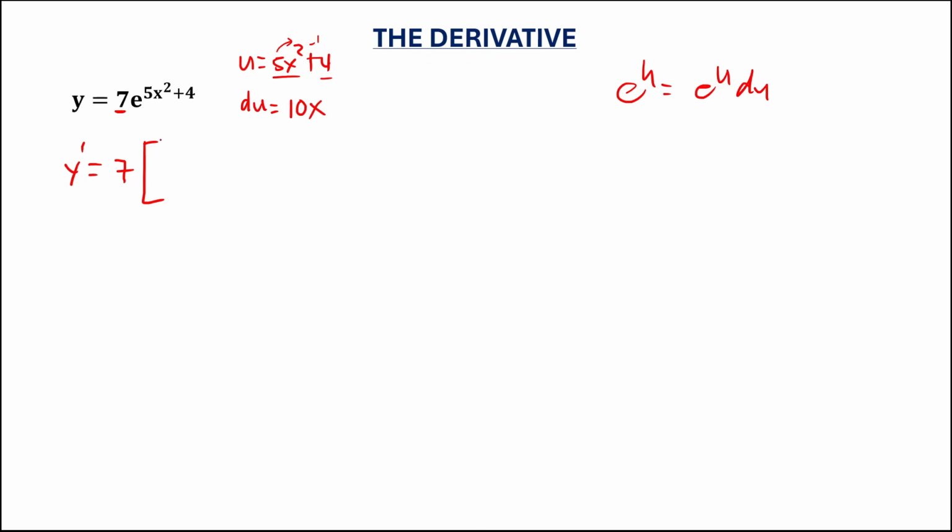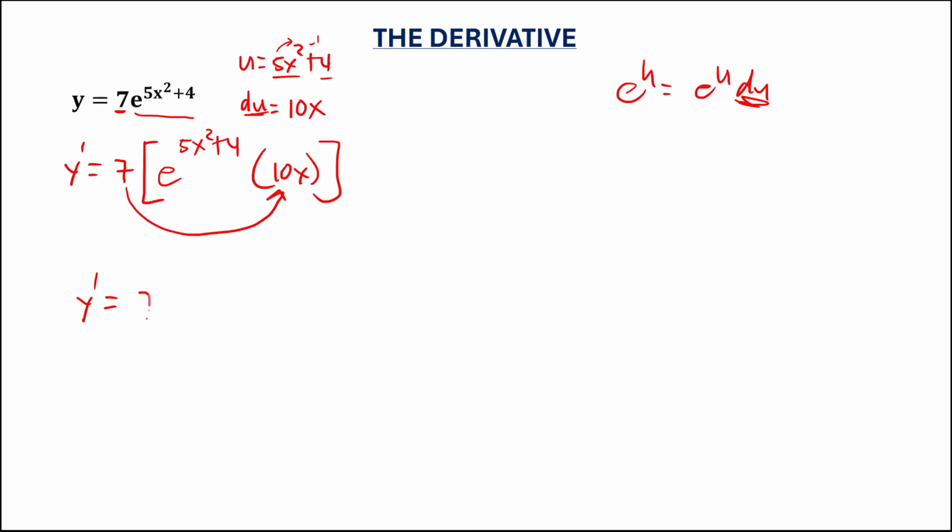So again, copy first the given, e to the power 5x squared plus 4, then times the derivative of u, that's 10x. Then to simplify, multiply 7 times 10. So y prime equals 70x times e to the power 5x squared plus 4.